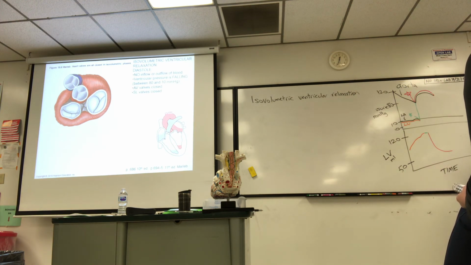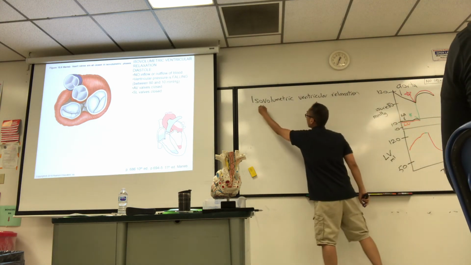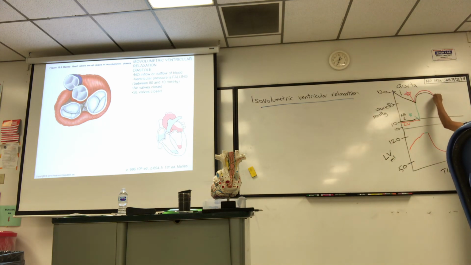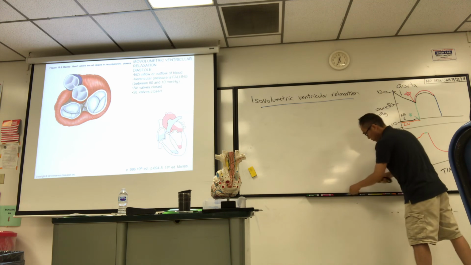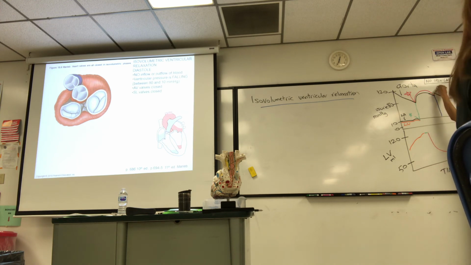Well, anyways, now we're in a state of relaxation, so pressure is going to drop. So I'm going to use the blue line to illustrate that. And it's going to drop. So the red line continues as the blue line keeps dropping. Okay, now here's the thing with the aorta. It's going to make a little notch right here. And they call that the dicrotic notch.